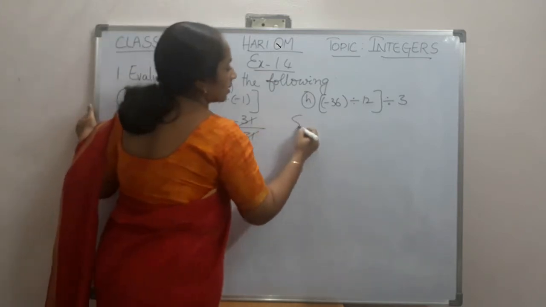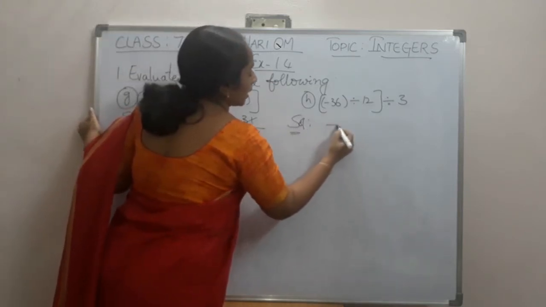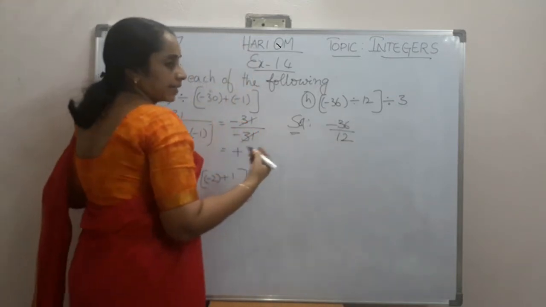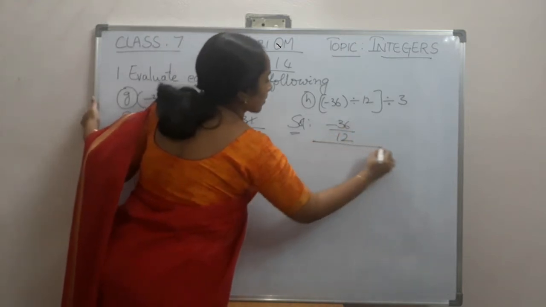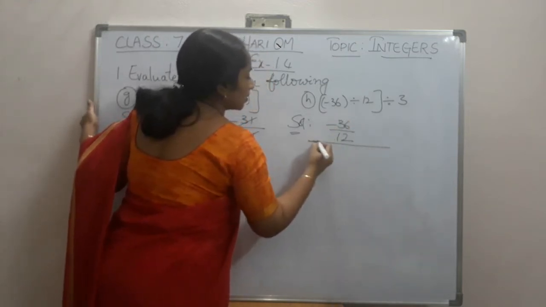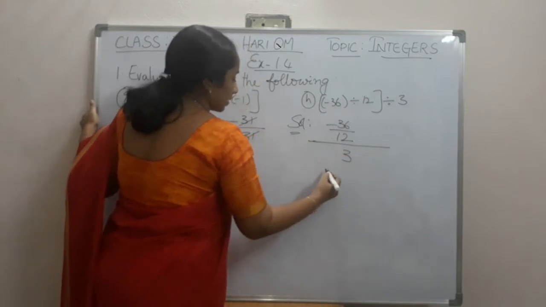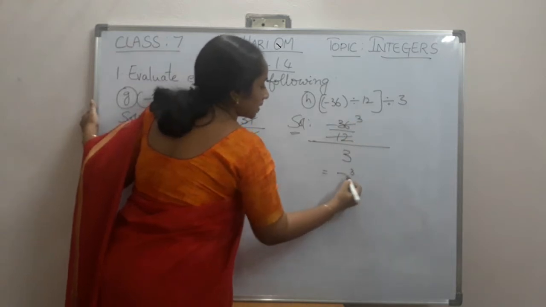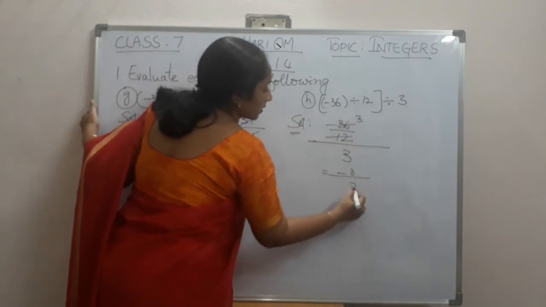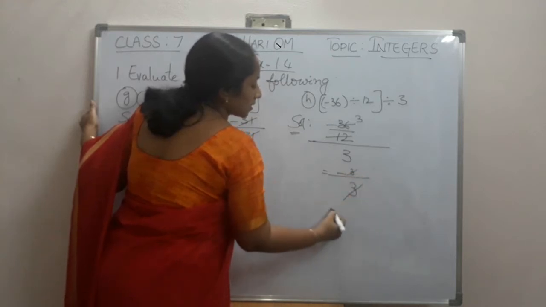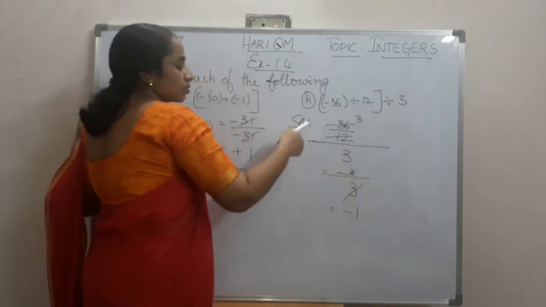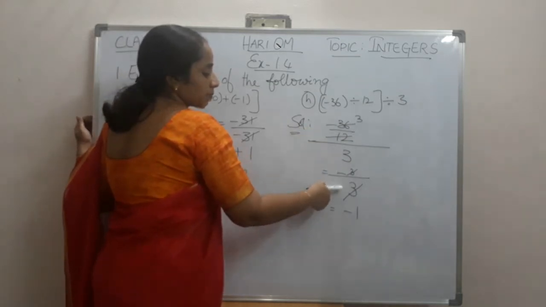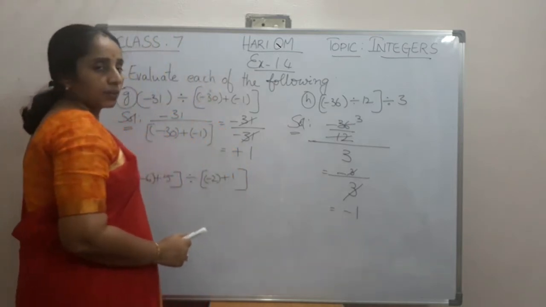In the same way, here also, minus 36 divided by 12, you will get minus 3 by 3. See that 12 ones are 12, 12 threes are 36, that is minus 3 by 3. 3 ones are 3, so it is minus 1. So minus by minus is plus. Again here also minus by minus is plus 1. Okay. Next.